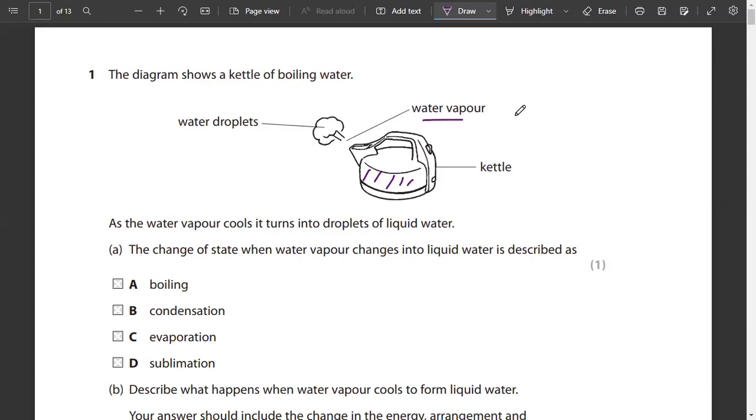So state change यहाँ पे क्या हो रहा है? Liquid to gas. When we talk about boiling, यहाँ पे क्या हो रहा है? Liquid to gas हो रहा है. So as the water vapor cools, it turns into droplets of liquid water.